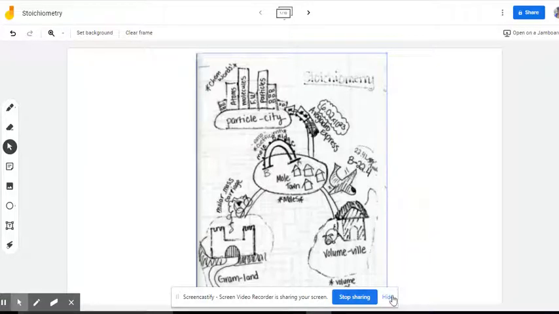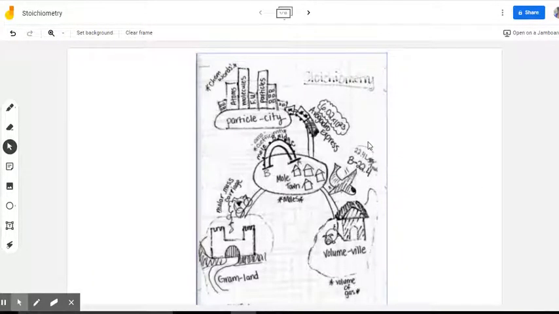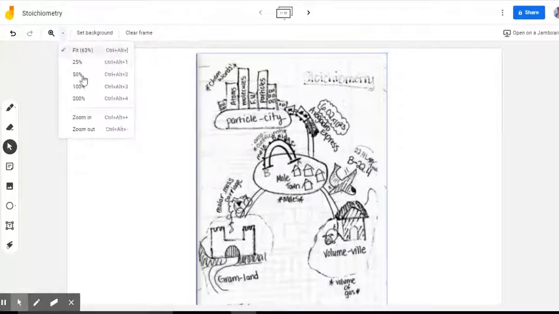Okay, so we have this map. This is stoichiometry world. It's chemistry world, all right? And what you see on this little map is everything that you need for stoichiometry, believe it or not. It's the ideas that you need for it. I want to zoom in real quick to the different parts of this map.